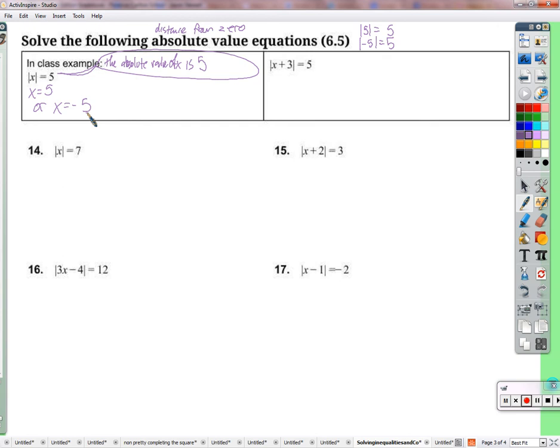Wait, no. We found x. We found what x could be. Nailed it. We found x. It could be 5, or it could be negative 5. The stuff inside the absolute value could be 5, because when you take the absolute value of 5, you get 5. The stuff inside could be negative 5, because when you take the absolute value of negative 5, you get 5. Okay. So what could x be in number 14?